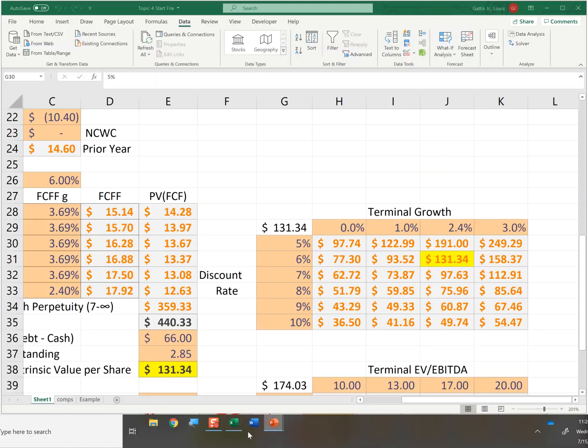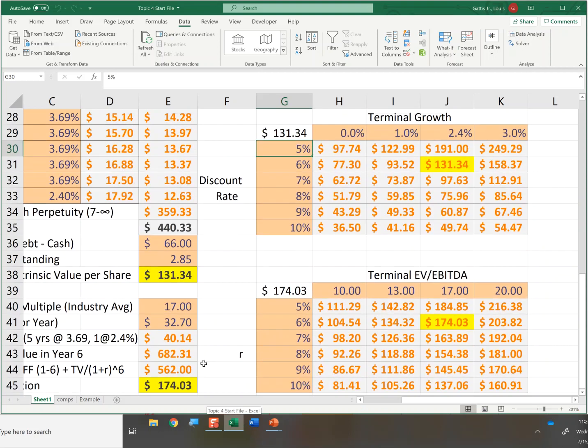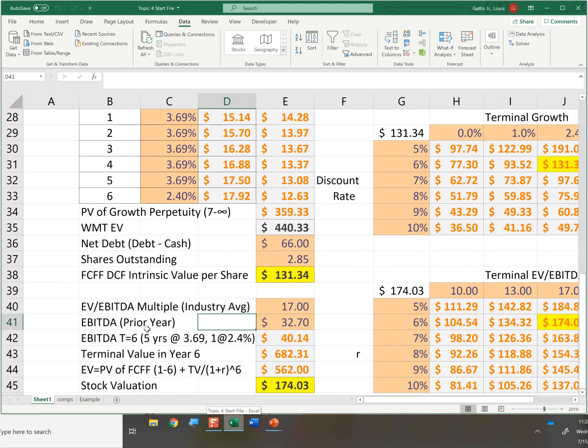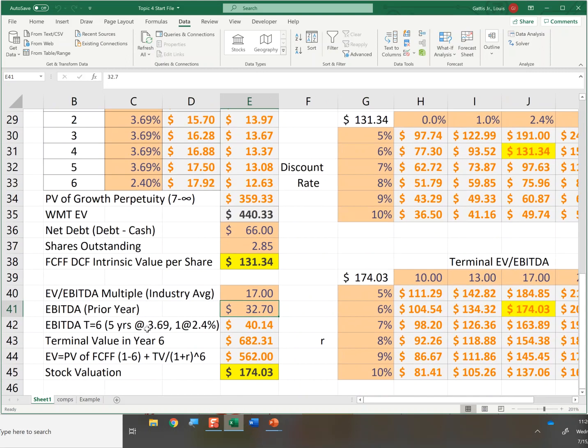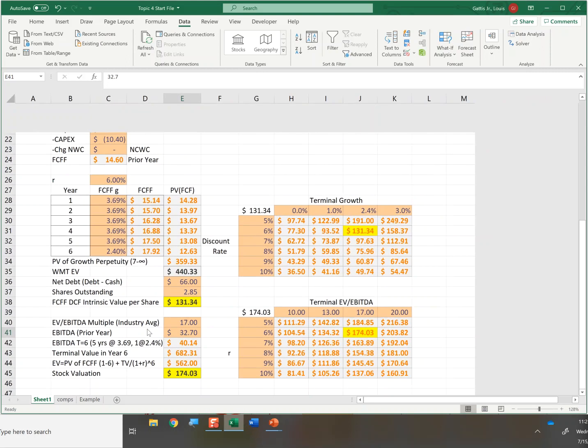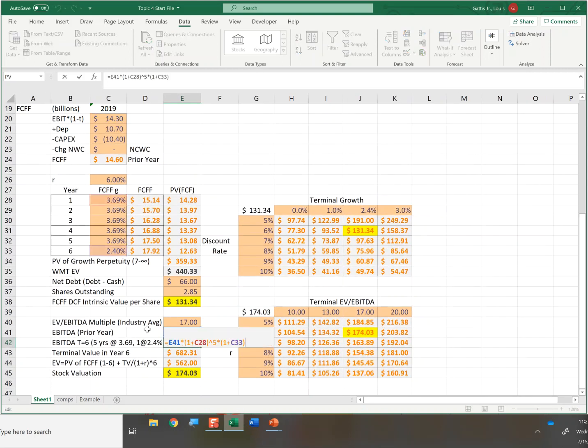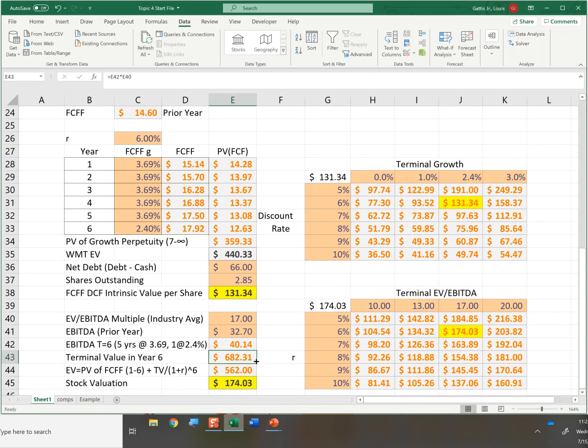So let's take a look at the spreadsheet. It's already done for you. So here's my EBITDA in the prior year. So that was the last year. I then take that value, I grow it at 3.69% for 5 years. So that'll be 5 years from now. And then one more growth rate at year 6. So this is my EBITDA in year 6. So if I take 17 times the EBITDA in year 6, that relative value analysis says that Walmart should be worth $682 billion 6 years from now.